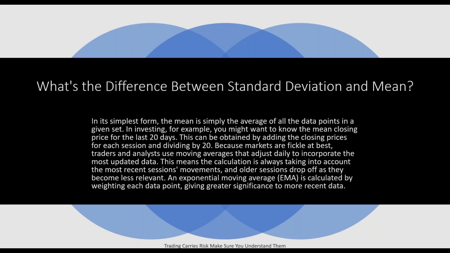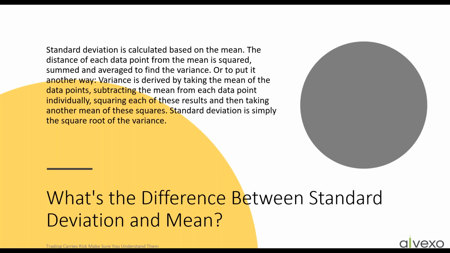Because the markets are fickle at best, traders and analysts use moving averages that adjust daily or by each time frame to incorporate the most up-to-date data. This means the calculation is always taking into account the most recent session's movements, and the older sessions drop off as they become less relevant. So standard deviation is calculated based on the moving average. The distance of each data point from the moving average is squared, summed, and averaged to find its variance. Now that's a mouthful, isn't it?